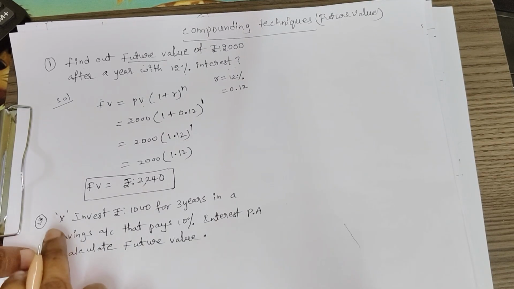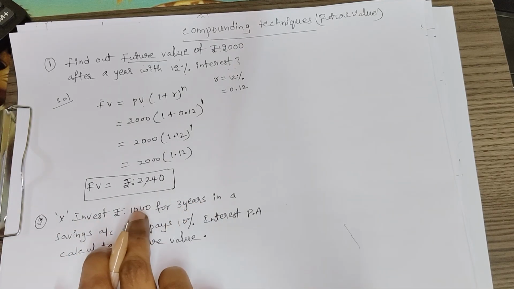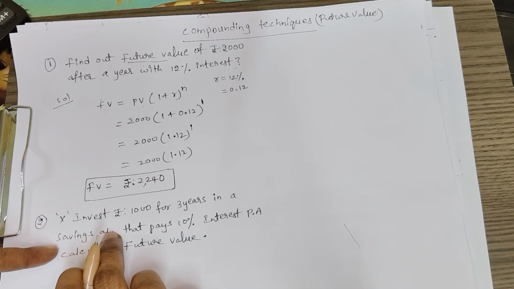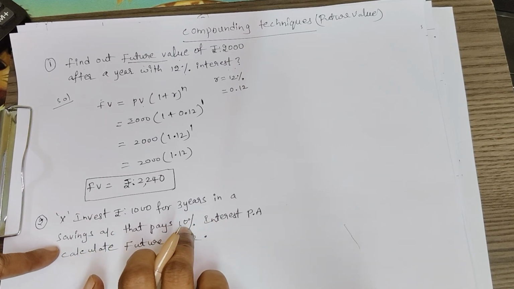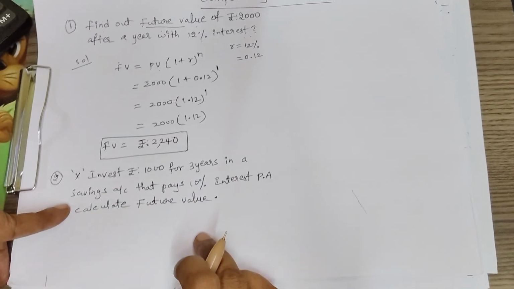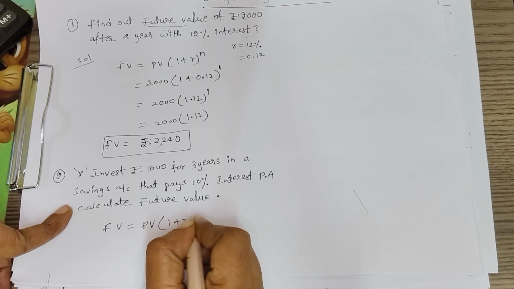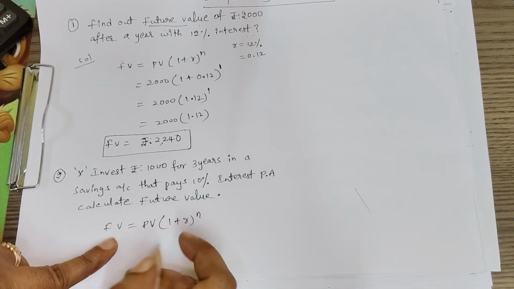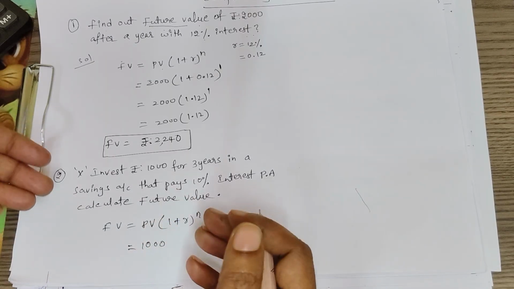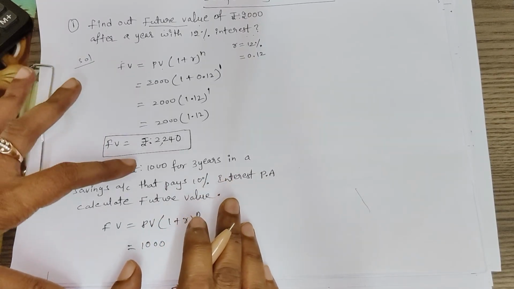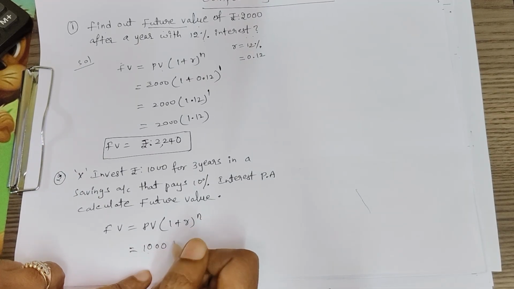And second question: X invests 1000 rupees for 3 years. So 1000 rupees is invested in a savings account for 3 years. That pays 10% interest per annum, yearly 10% interest. Calculate future value. So what is the formula here? Future value is equals to present value into 1 plus R to the power of n. Same formula we are applying here. So what is present value? 1000. Only single investment, not paying every year. Only one time payment. So it is the present value of a single cash flow.